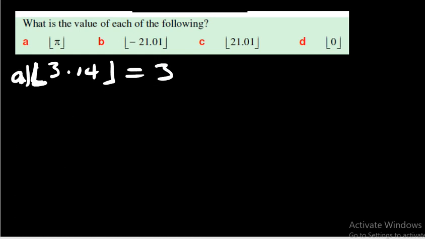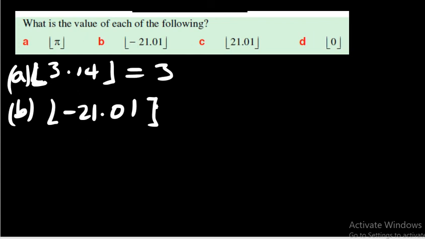Look, this is the answer for A. Look B. We are asked the floor of negative 21.01. We have to think of an integer which is found to the left side of negative 21.01, necessarily negative 22.